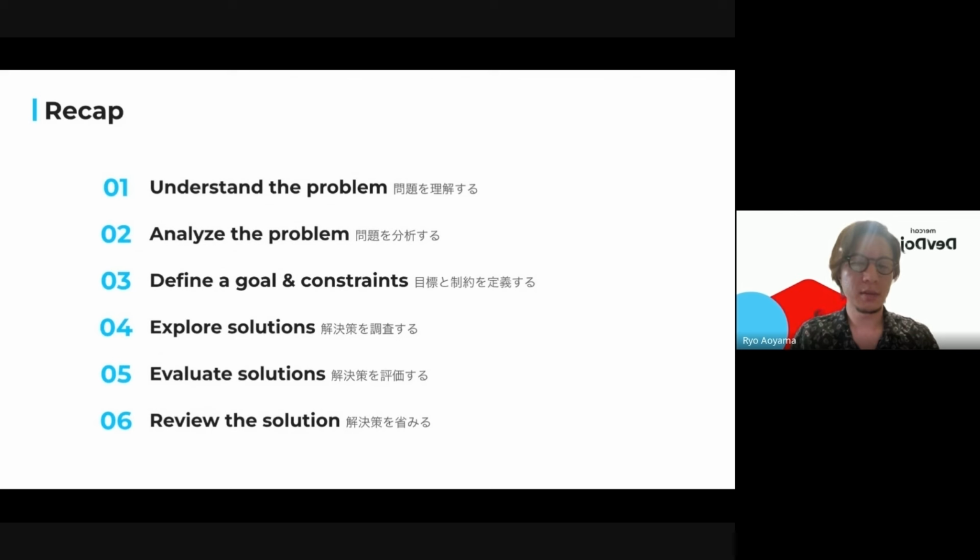After that, we evaluate the solutions to determine which will work the best. After that, we test out the hypotheses and continue the process until it works successfully, after which we review the final solution.